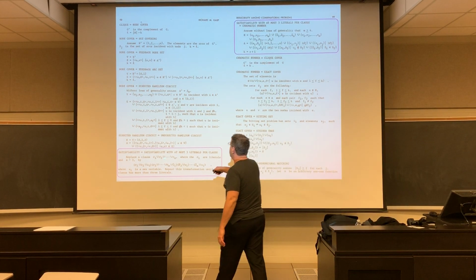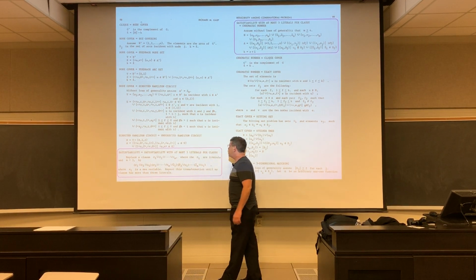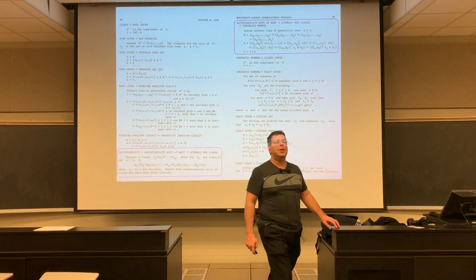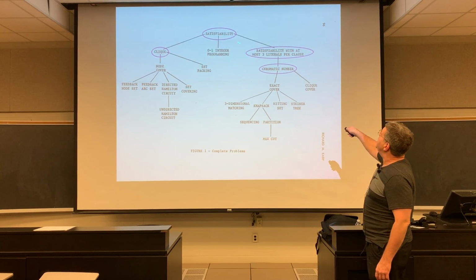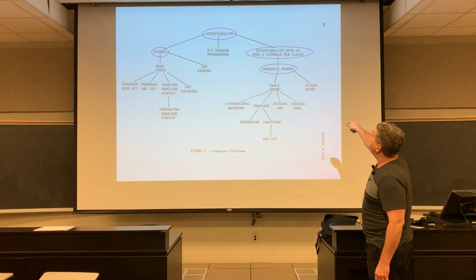He says replace a clause, blah, blah, blah, a big clause, with a bunch of little clauses. And that's how that reduction goes. So that reduction is relatively straightforward. We've already seen it. Reducing satisfiability to 3-SAT. So this we've already seen the proof for.